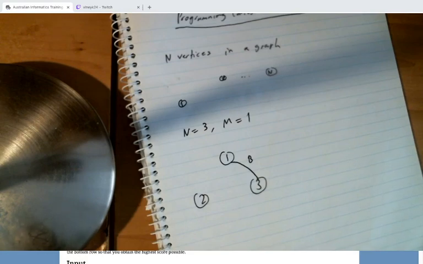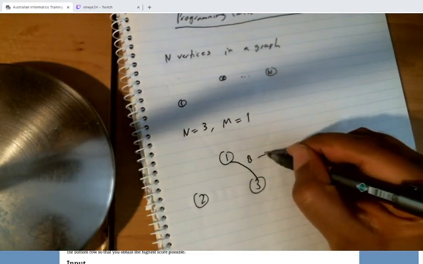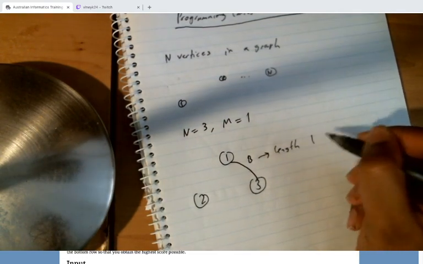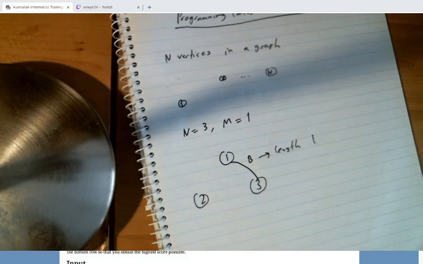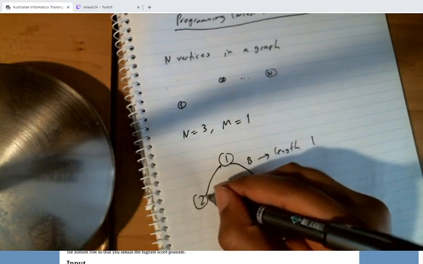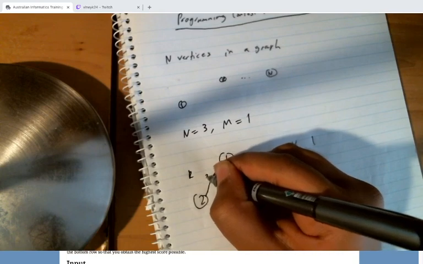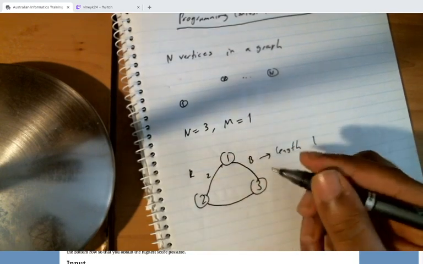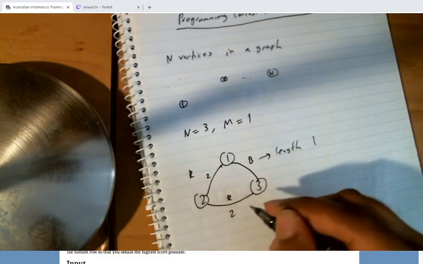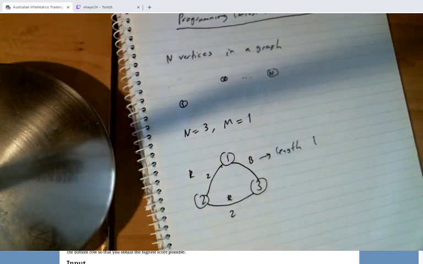And the problem says that every other pair of vertices is connected by a red edge of length 2. The black edge has length 1. And every other pair of vertices in this graph is connected by a red edge of length 2. So this is connected by a red edge of length 2. This is connected by a red edge of length 2. Fair enough. This problem is from the Google Kickstart round E of 2019.